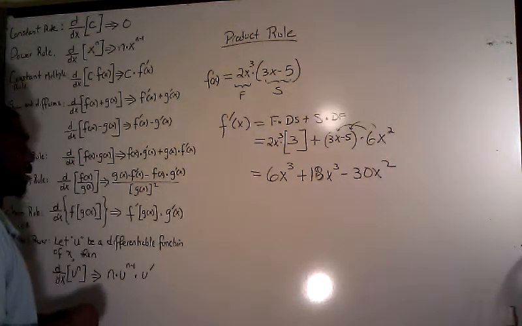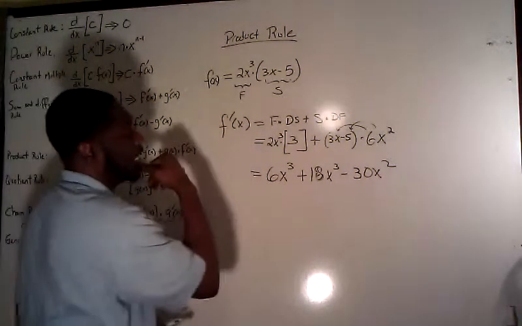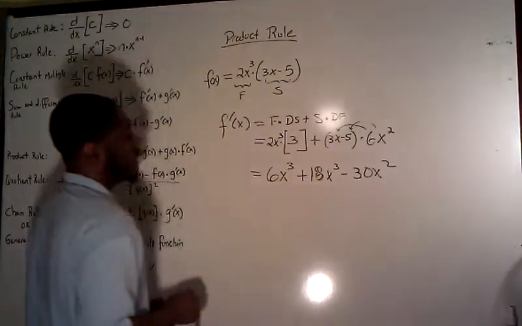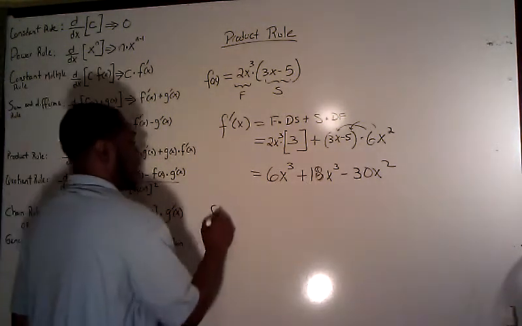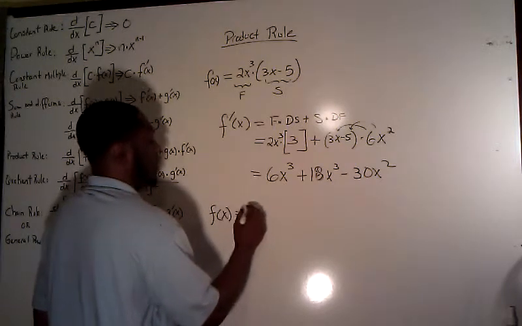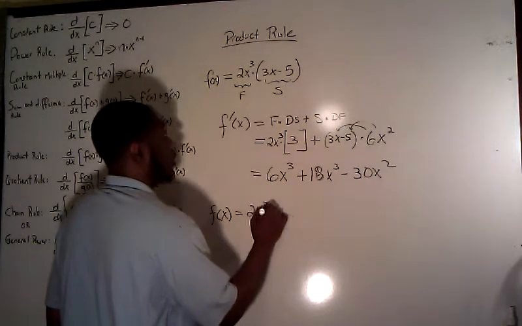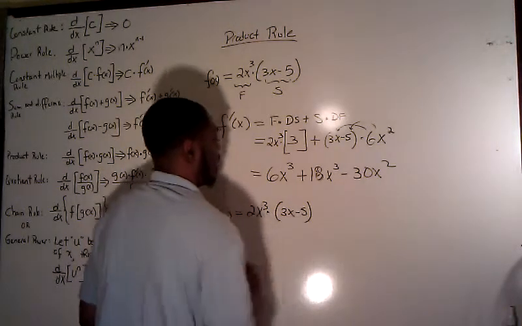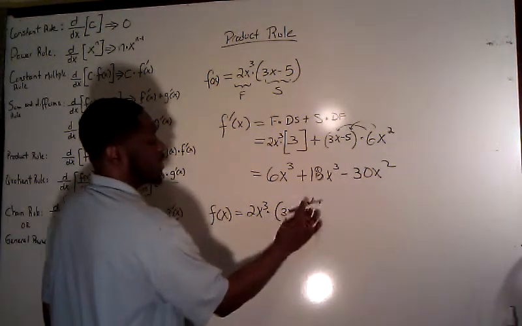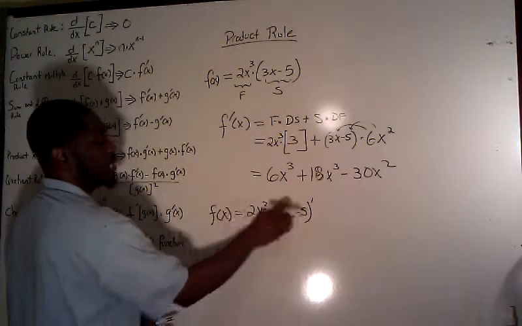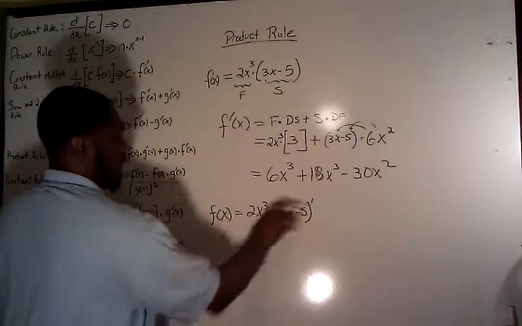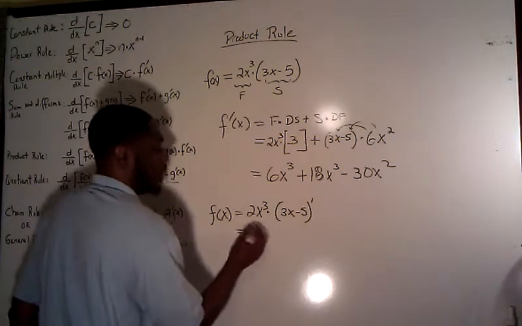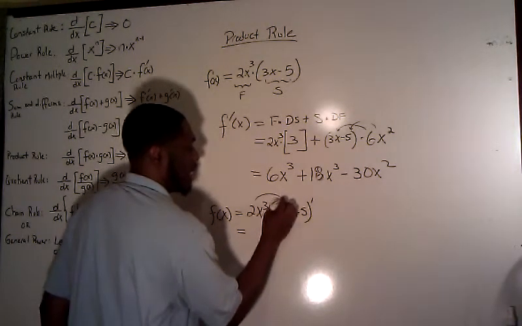And that's all there is to the rule. Now you may be looking at this and say, why did you use the product rule? You could have used another rule. Let's look at the problem here: 2x cubed times 3x minus 5. Well, as long as this is understood to be a 1 there, we could always use our distributive property to distribute into the parentheses. So we could have said, okay, let's go ahead and distribute this guy here.